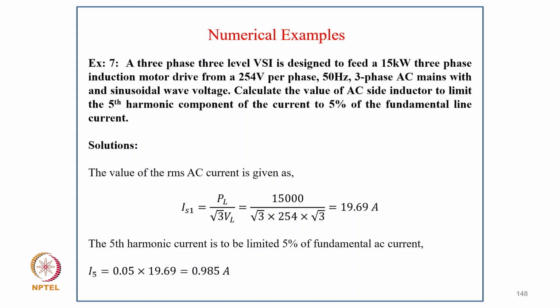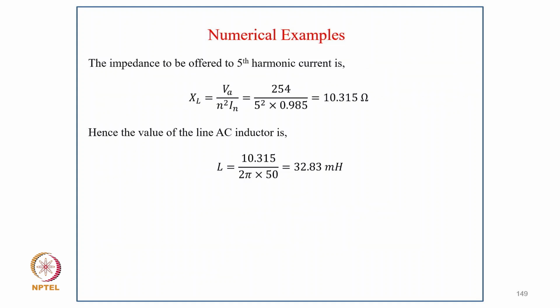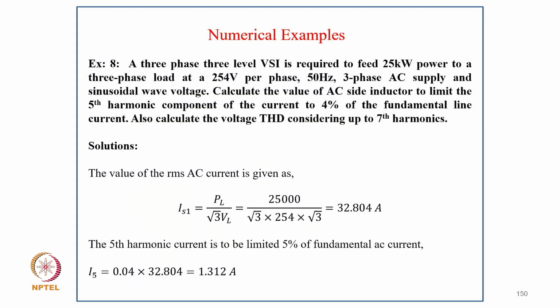The fifth harmonic current is to be limited to 5% of the fundamental current. I5 equal to 0.05 into 19.69, that comes to 0.985 ampere. And the impedance to be offered for the fifth harmonic is X equal to V upon n squared into I5; putting the values, it comes to 10.315 ohm. And the value of the line AC inductor is L, putting the values in the formula, so it comes to 32.823 millihenry.